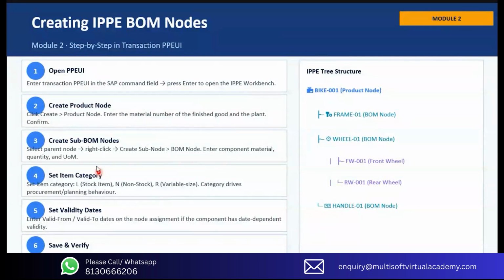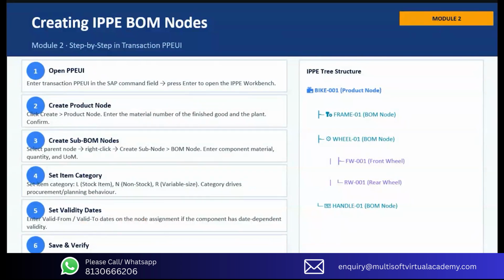Under that you create the sub BOM nodes. These are components. To select the parent node, right click and create sub node for the BOM, enter your components and quantity. Even the item category you define here. Select the item category, whether it is a stock item, non-stock item, or variable size item. Those things we will be adding in that node. Next is setting the validity details, validity from and to date.